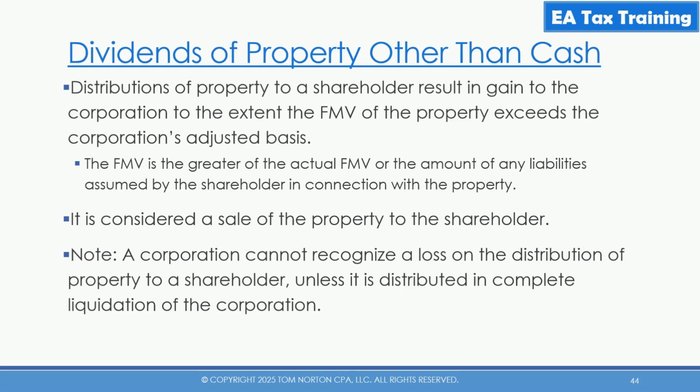And do note that a corporation cannot recognize a loss on the distribution of property to a shareholder unless it is distributed in complete liquidation of the corporation, which we will be talking about here in a little while. So the corporation will have a gain if the fair market value is greater than their adjusted basis, but they cannot have a loss if the fair market value is lower than their basis. Again, they don't want related parties creating tax losses.